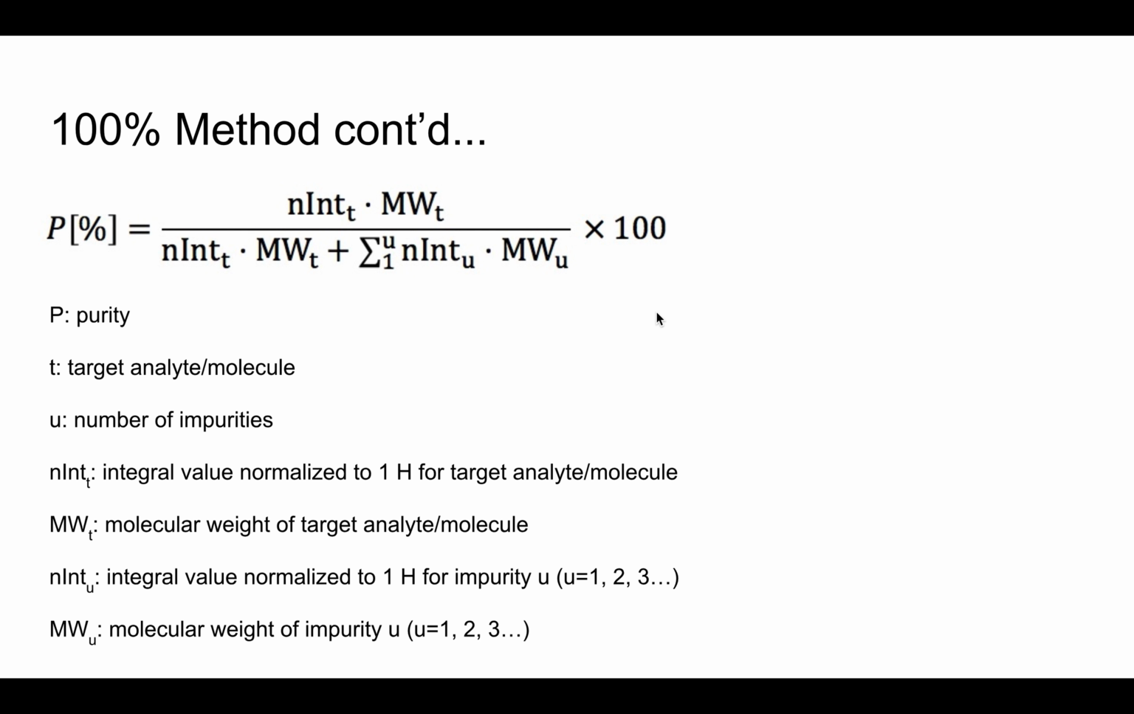The N int sub t stands for the integral value normalized to 1 proton for your target analyte. We'll go over very shortly what it means to normalize your integral value. Your MW sub t is simply your molecular weight of your target analyte. And the N int sub u is your integral value normalized to 1 proton for your impurity. And remember, if you have multiple impurities, you need to calculate a normalized integral value for each of those impurities. Lastly is the MW sub u, and this is the molecular weight of your impurities. And again, if you have multiple impurities, you want to calculate the molecular weight for each impurity in your spectrum.